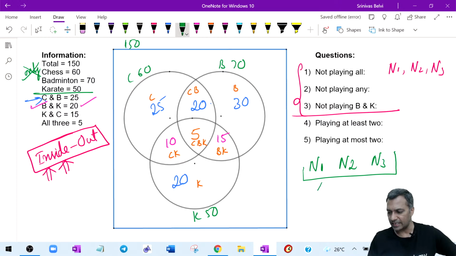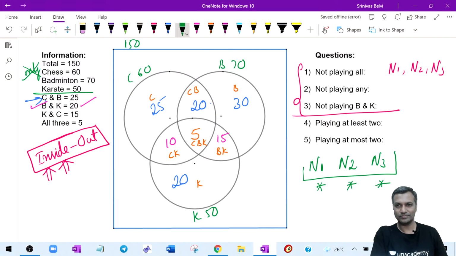Whatever I'm writing, I'm putting stars: one star, the second star, the third star. Is it fine now? I changed the network. Yeah, okay, I should have done that a long time back. Perfect.